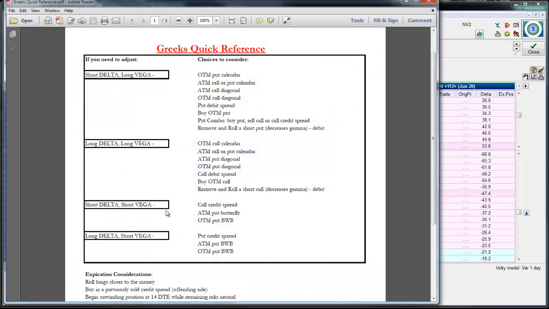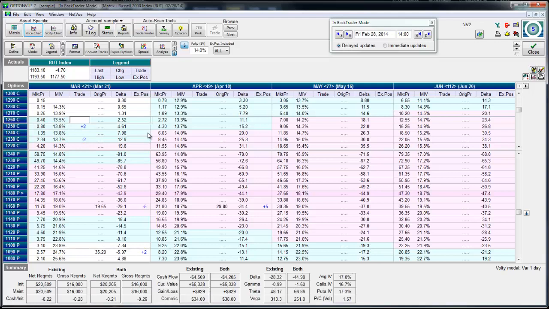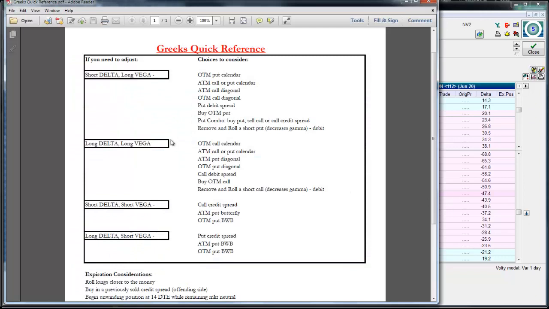Short delta, short vega. Well, now it's time to maybe come in and do a call credit spread or an at the money put butterfly. So what if I came up here and I went, all right, now I'm going to do a call credit spread. I'll do the same thing I was going to do before. And what am I going to get here? You know what? Here's what I did.